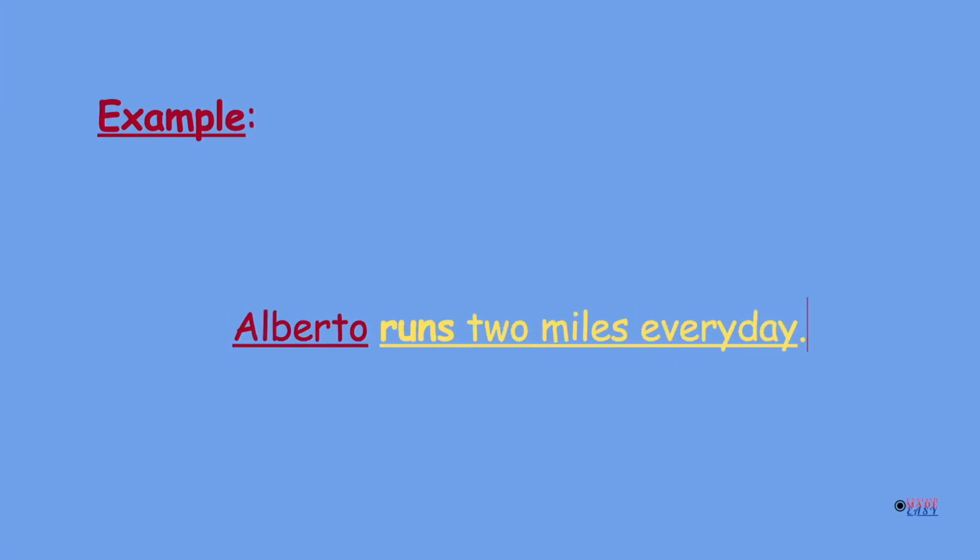Let's dissect this sentence and identify the subject and the predicate. Alberto here is the subject in this sentence, and it's a proper noun. Take note that the predicate always begins with a verb. In this sentence, the word runs is the verb, and it marks the beginning of the predicate. The yellow texted part of this sentence is the predicate.